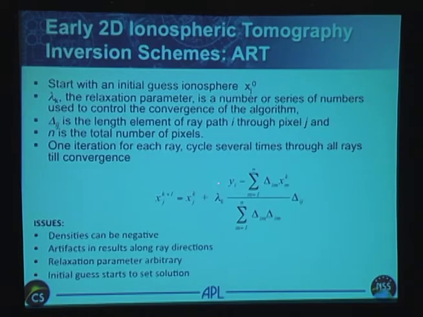So that's a lot of the places people started, but there's a lot of issues. There's nothing in this algorithm to stop the densities from going negative at all, and it does a lot of the time. It turns out that you're actually weighting this by the rays along a certain path, and if certain ones matter more than the others, you'll get artifacts that go along the rays. The relaxation parameter is arbitrary, and of course, you have an initial guess. That's your a priori information you've done to make the problem unique. You're starting off with something, and you're correcting it with the data that way.